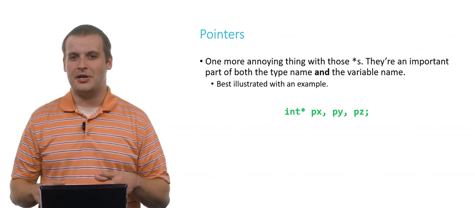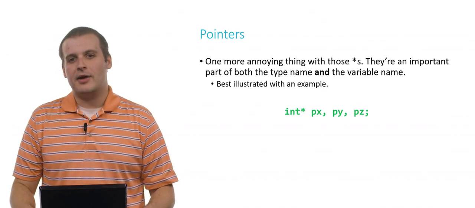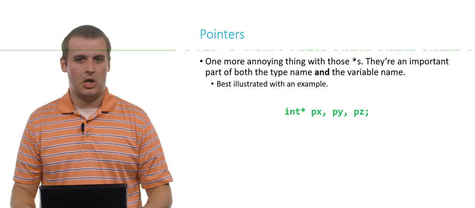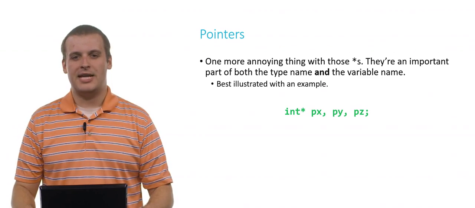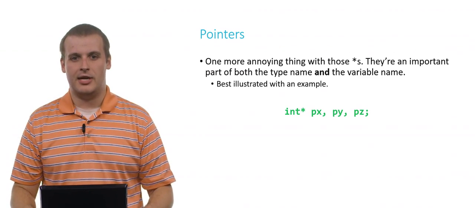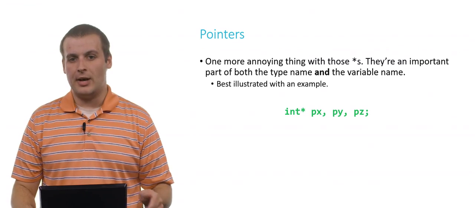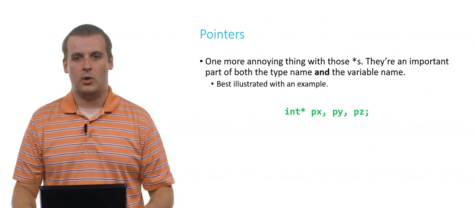Okay, so I said that there was another annoying thing with stars, and here's where that annoying thing with stars is. Have you ever tried to declare multiple variables of the same type on the same line of code? For a second, pretend that the code I actually have there in green isn't there, and it just says int x, comma y, comma z, semicolon. What that would do is actually create 3 integer variables for you, one called x, one called y, and one called z.